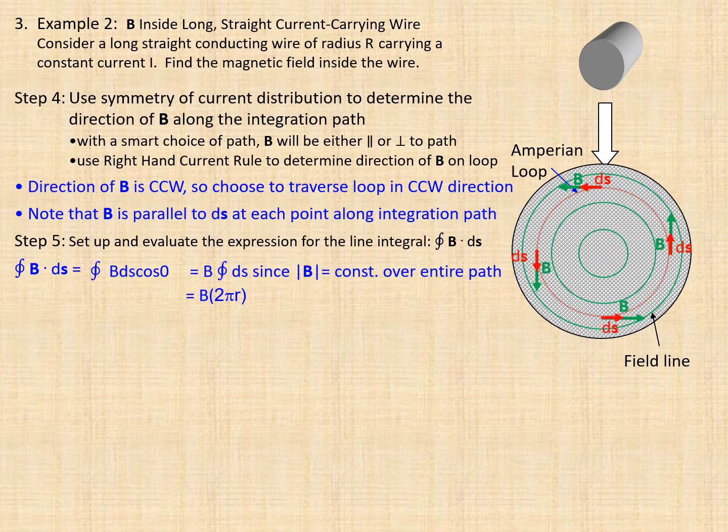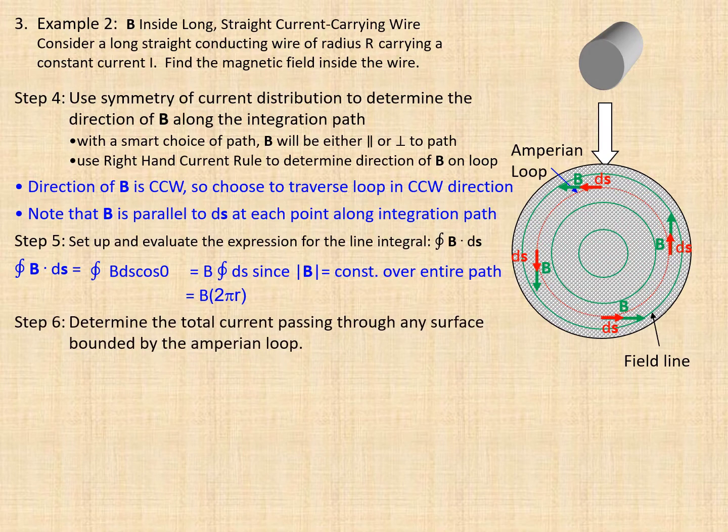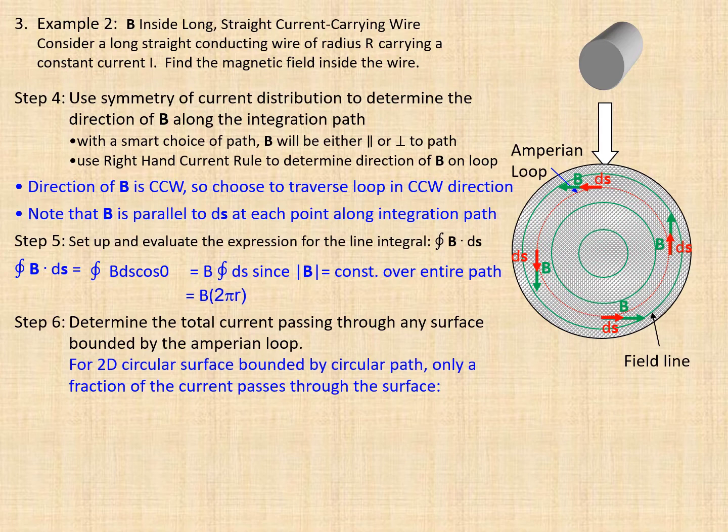So our expression for the line integral is identical to what we saw in the previous problem. Now, when it comes to the next step, this is where things get different, because in this problem, when we look at the current that is traversing a two-dimensional circular surface bounded by this Amperian loop, we see that not all of the current in the wire passes through that surface. Only a fraction of the current passes through the surface.